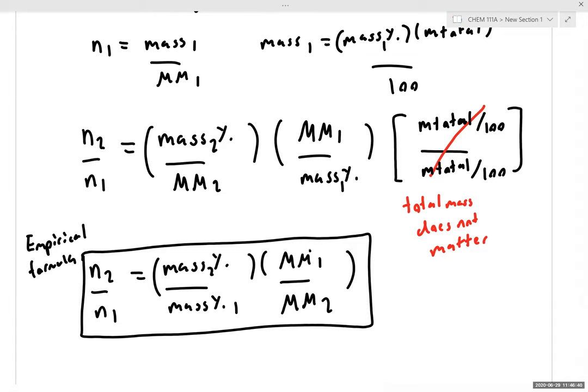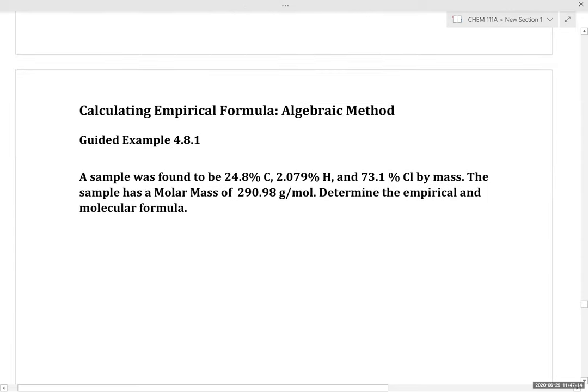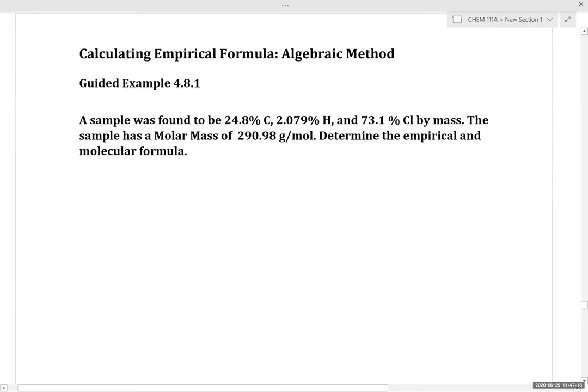Now, I am not asking you to memorize these formulas, but if you wish to use them in your calculations, I would be familiar with how we generated these formulas. And it really is based on this idea that the empirical formula is a mole to mole ratio. Now, this may not seem very interesting or useful at first glance, but let's try to apply this idea to the following problem.